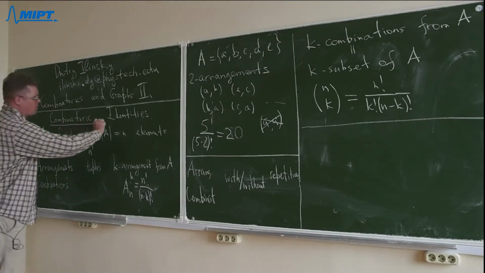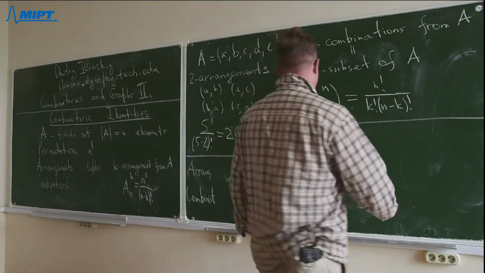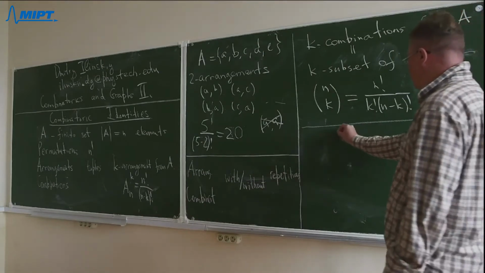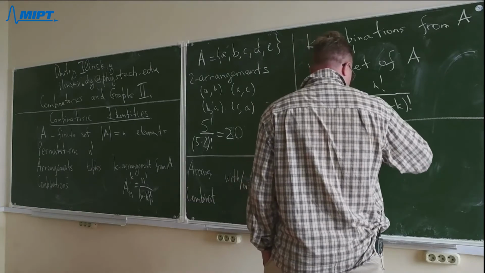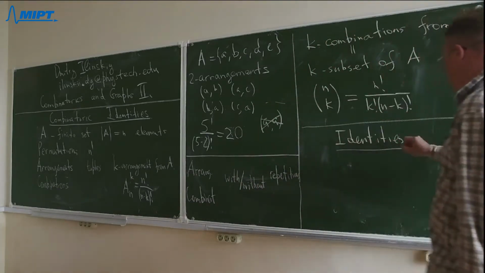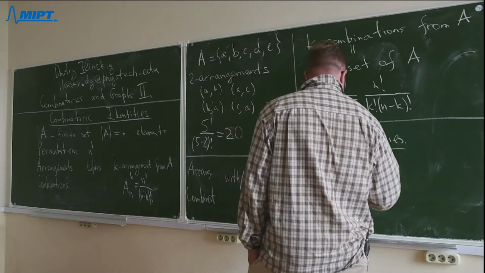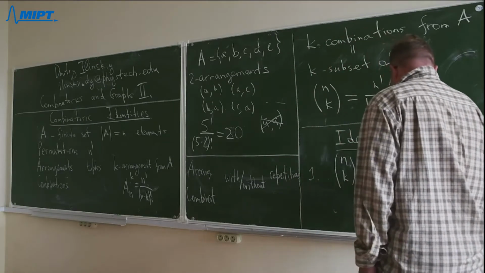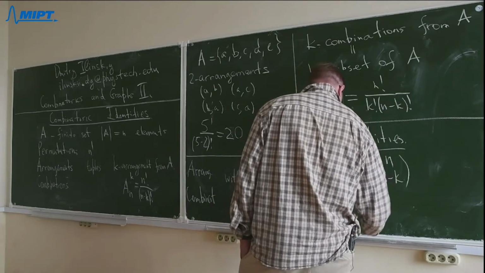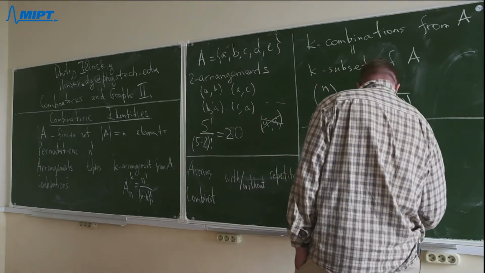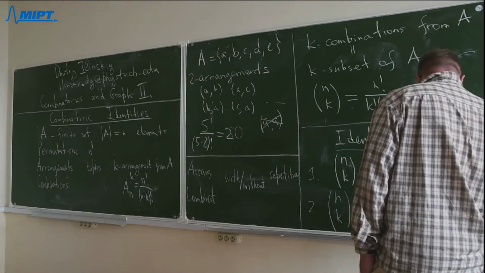And so we have some combinatorial identities. I will write the list of some identities and you will say which of them you are familiar with. For example, n choose k is the same as n choose n minus k. Then n choose k plus n choose k plus 1 is n plus 1 choose k plus 1.